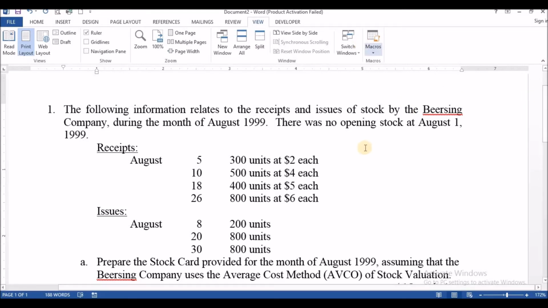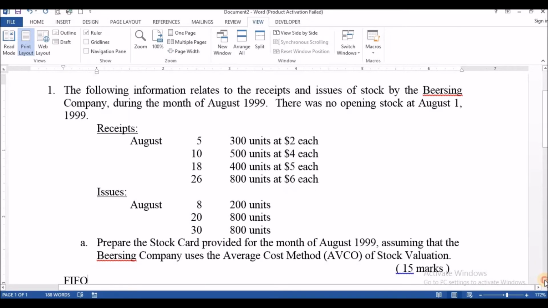This question can be a bit tricky because persons will look at it and they will want to enter all the receipts and then enter all the issues. Because accounting is done in chronological order, you have to pay attention to the dates here. So first we have the 5th, then the 8th, the 10th, the 18th, then the 20th, the 26th, followed by the 30th.